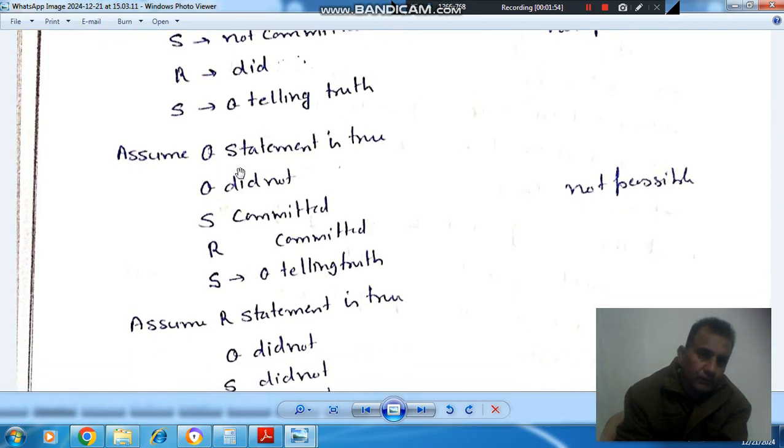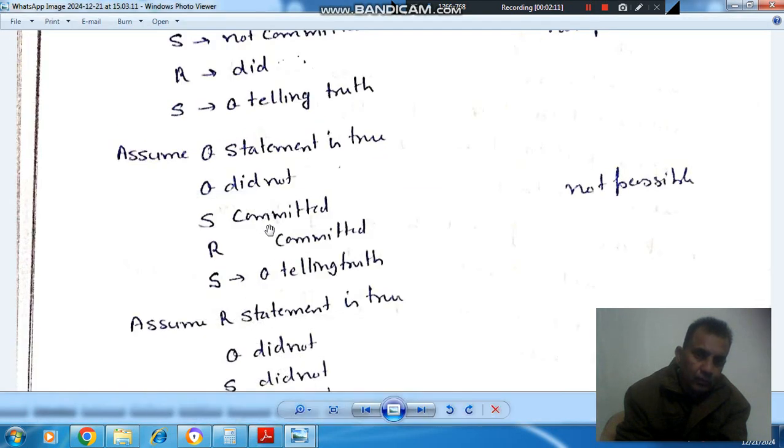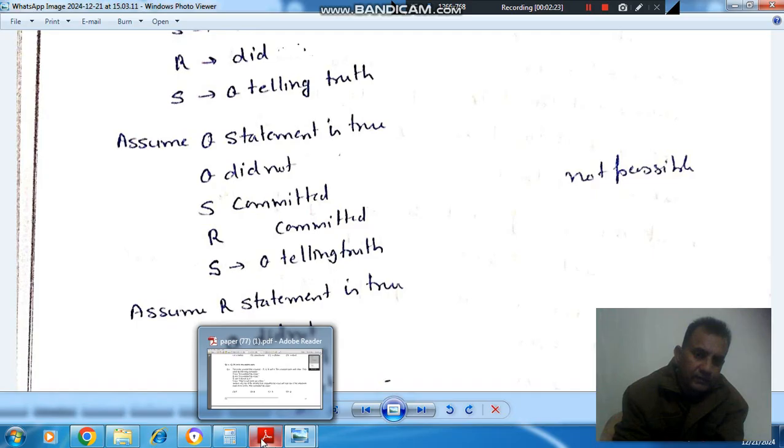Now assume that Q's statement is true. So if Q's statement is true, then P's statement is wrong. Q did not commit it, and S committed it, and R committed it. So now again there are two persons who have committed the crime, so this is also not possible. And the statement of S is that Q is telling the truth. So Q is telling that S has committed the crime.